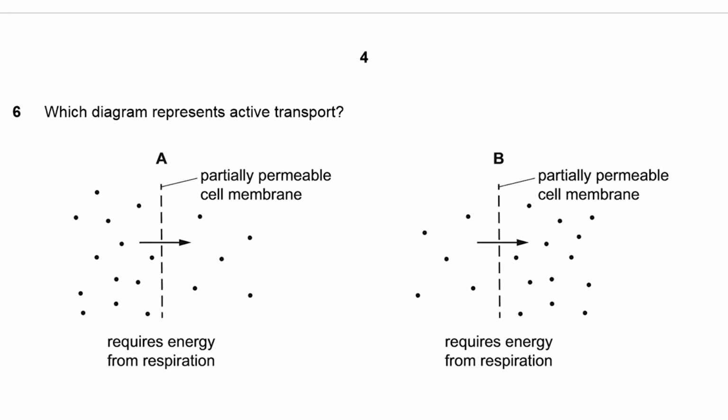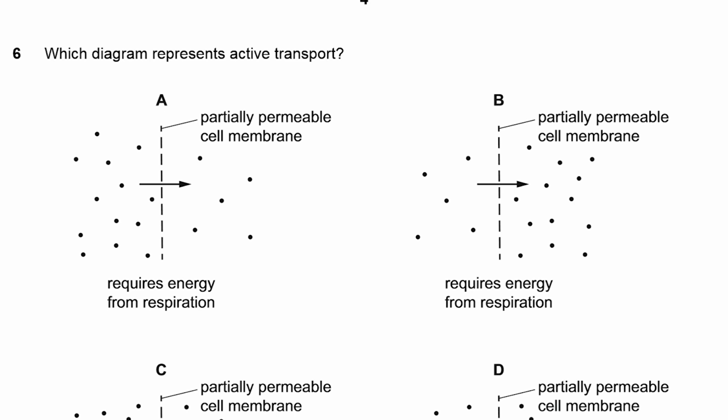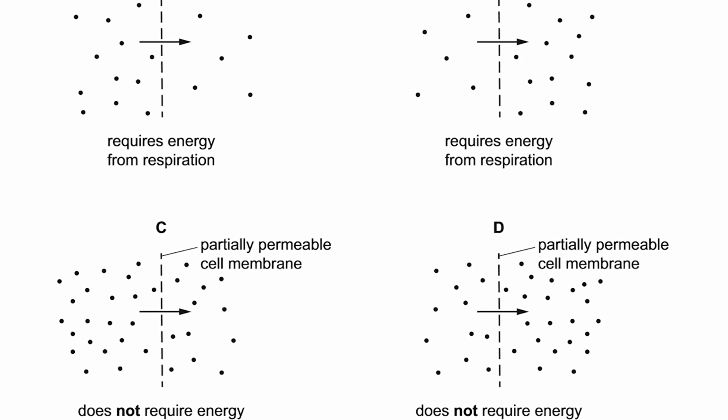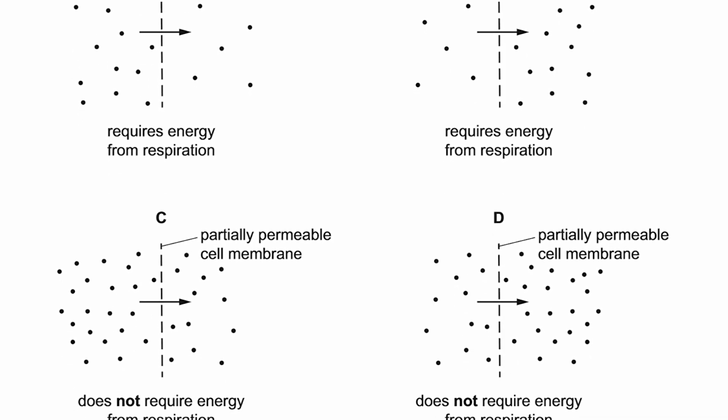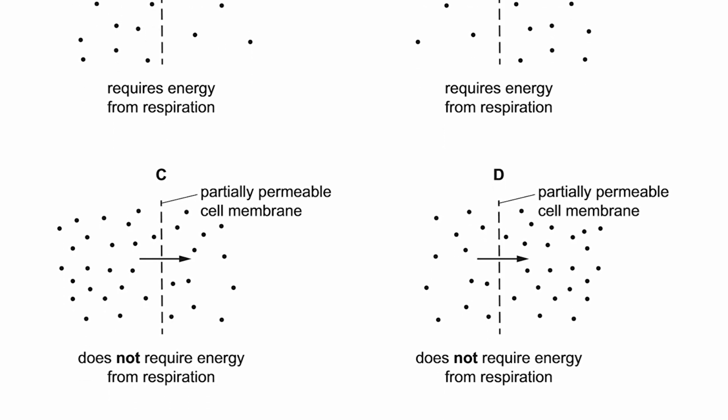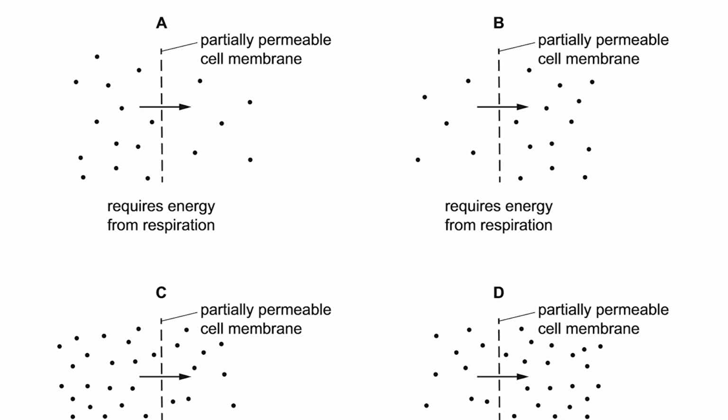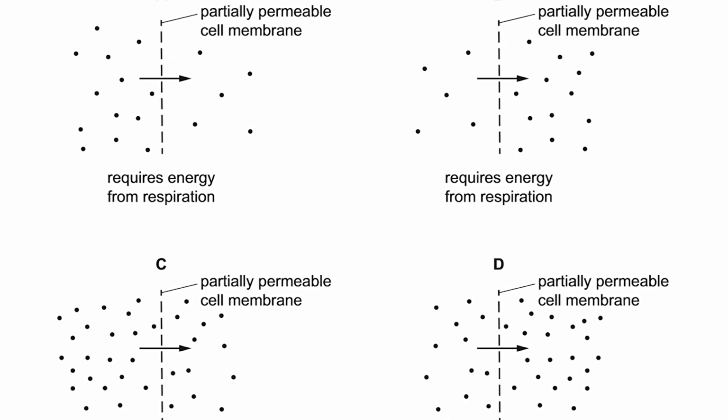Number 6 says, which diagram represents active transport? Now, active transport is the movement from a region of low concentration to a region of high concentration using what? Energy. So it is from low to high. When we look at the descriptions here, A cannot be a choice because the arrow indicates we are coming from high to low. So is C, it comes from high to low. Then we have D and B. If you look at B, it is movement from low to high, and of course there is energy. So our choice is going to be B.